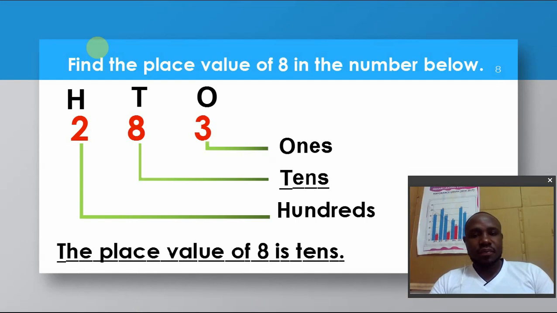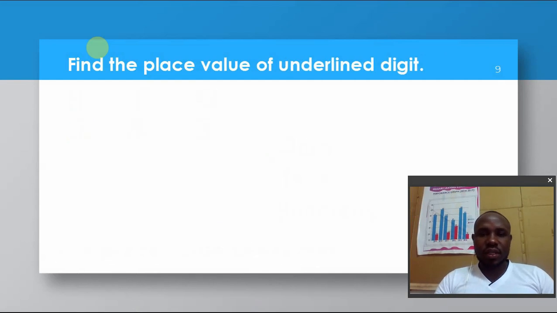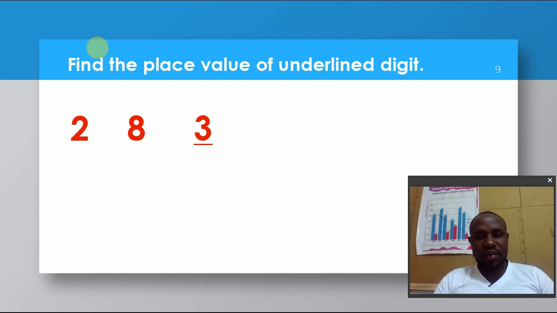Let's move on. They can also change the question and say, find the place value of the underlined digit. They can give you the digit, and after giving it, they will underline one of the given digits. So you have to look for the place value of that digit that has been underlined. I have my number there, 2A3. But the underlined digit is what? We don't know. Let's first give them the place values.